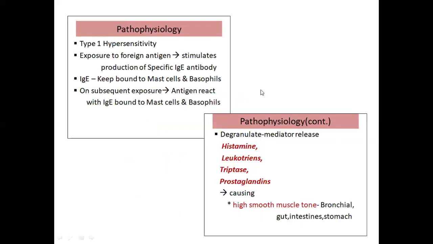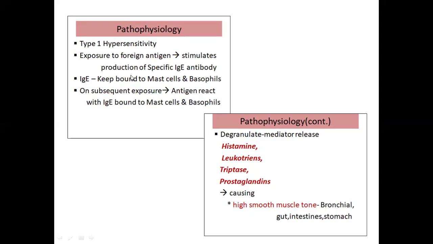So, pathophysiology continued. There's a type 1 hypersensitivity. Following exposure to a foreign antigen, what happens? It stimulates production of specific antibodies, so IgE antibody. This IgE antibody is responsible for immediate anaphylaxis, right?